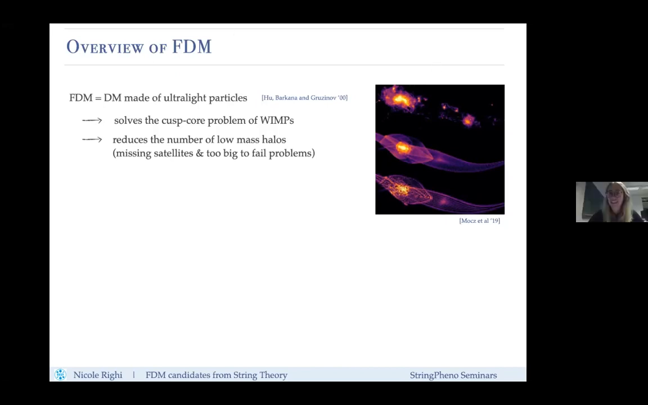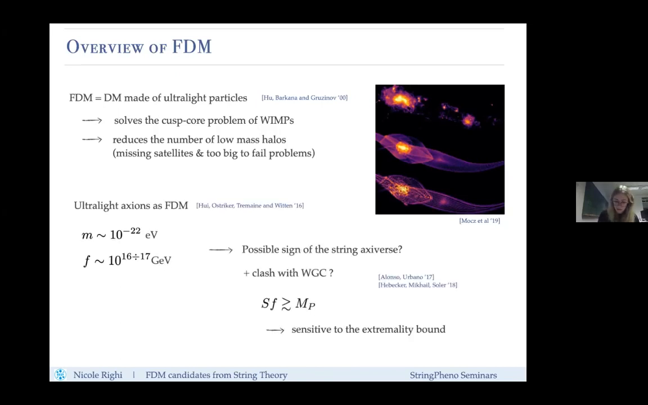As I was saying, it was then proposed that such ultralight particles could in fact be axions, ultralight axions specifically. And it was computed that in order to solve all these possible problems of the cold dark matter scenario, such an ultralight axion should have this range of mass and decay constant.